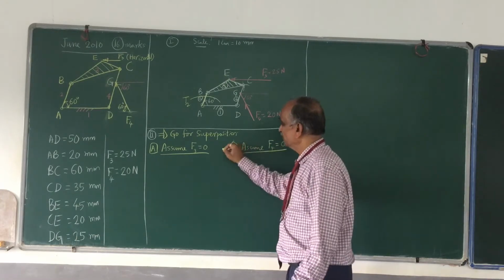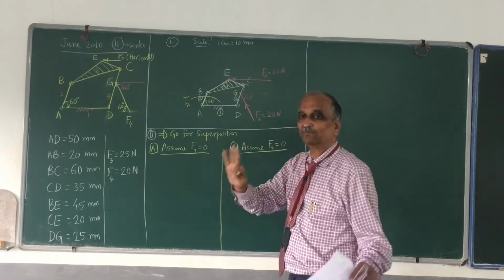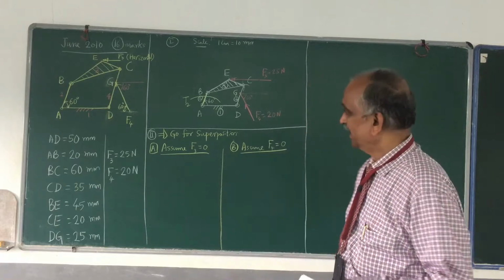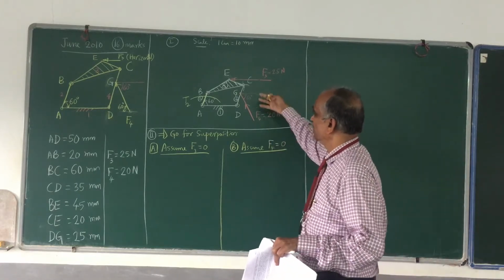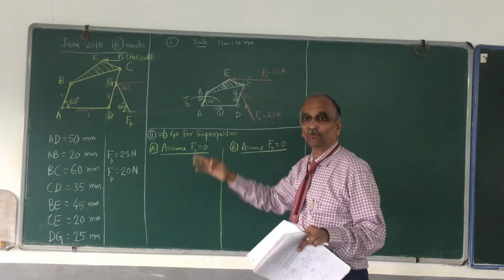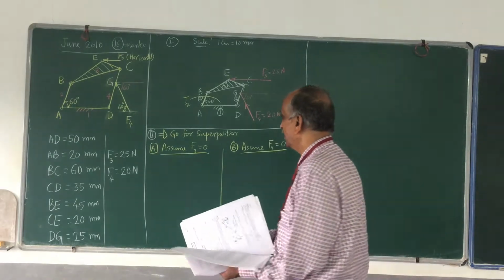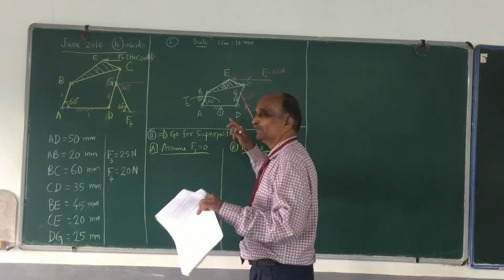When you assume F3 equal to 0, then link 3 becomes a 2-force member. And if you assume F4 equal to 0, then link number 4 becomes a 2-force member. So now you have to solve this problem 2 times.